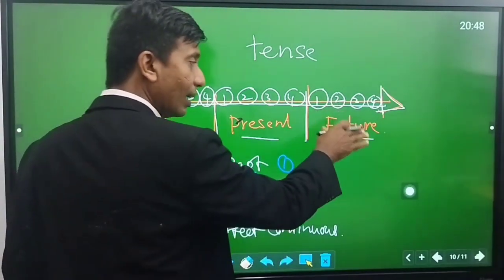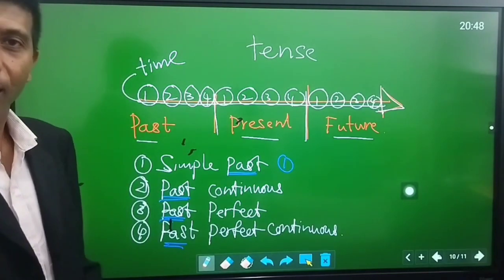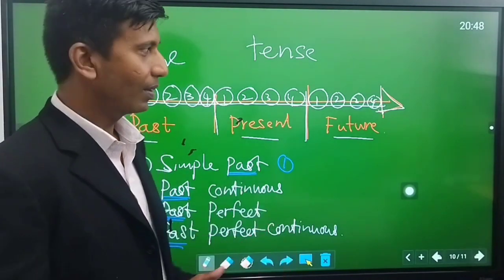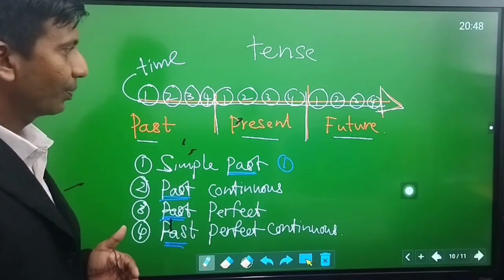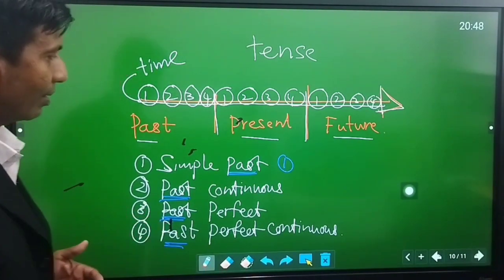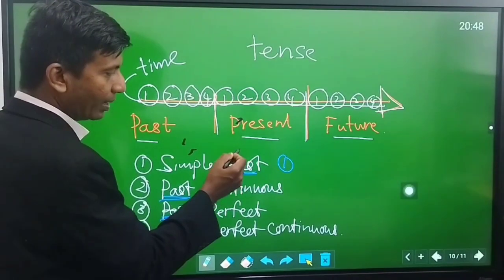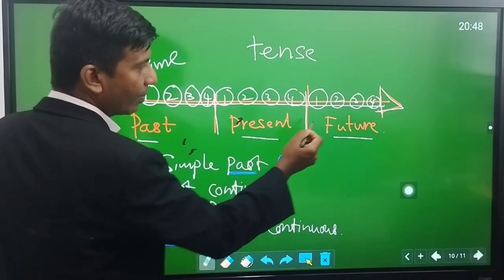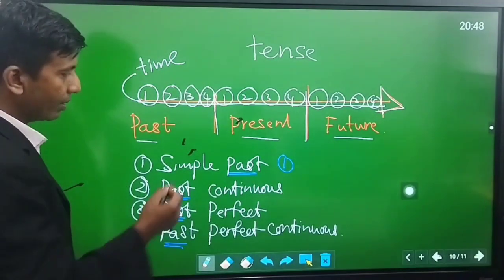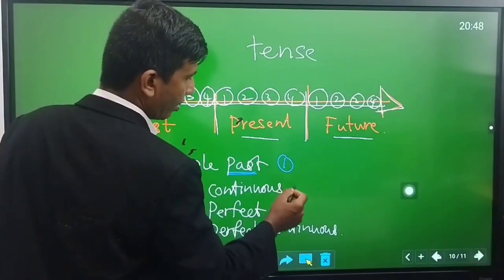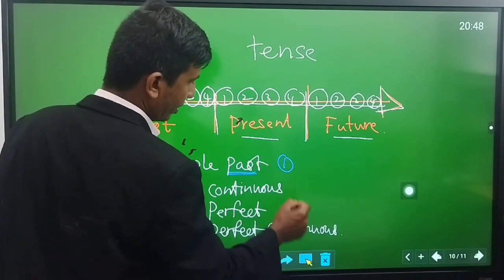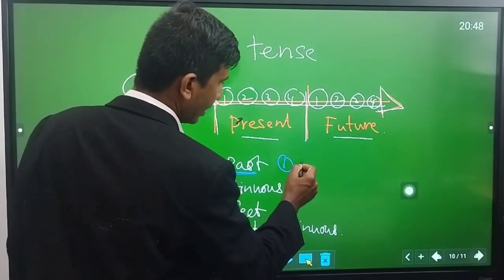And also here you find another 4 tenses. What are the names of them? Very easily you can name them. What you have to do is replace past with future. Okay, simple future. Now I am going to write the present 4 tenses.